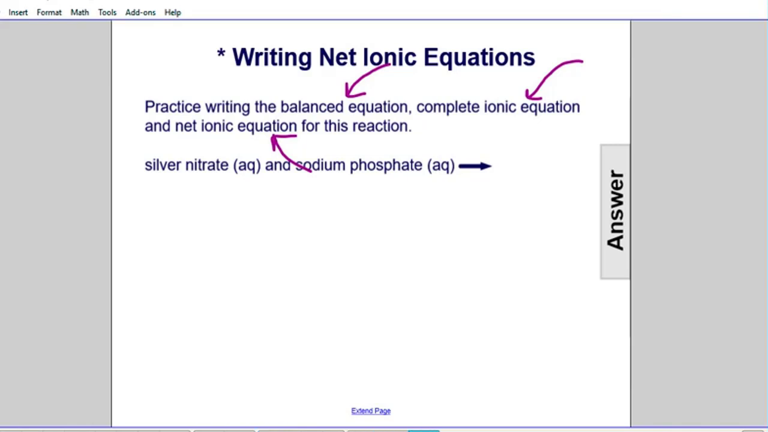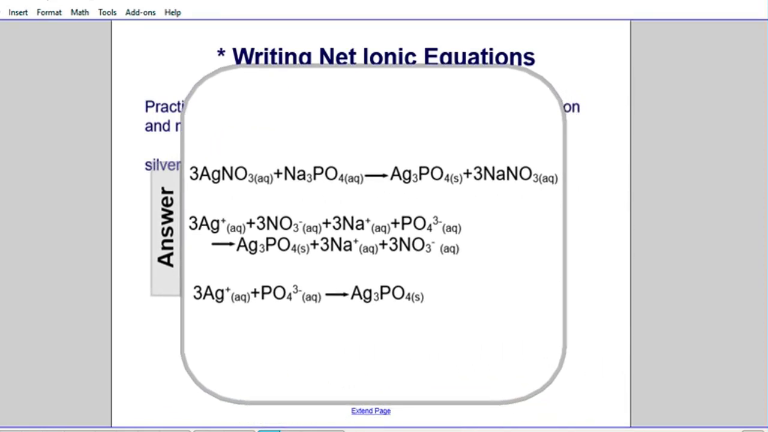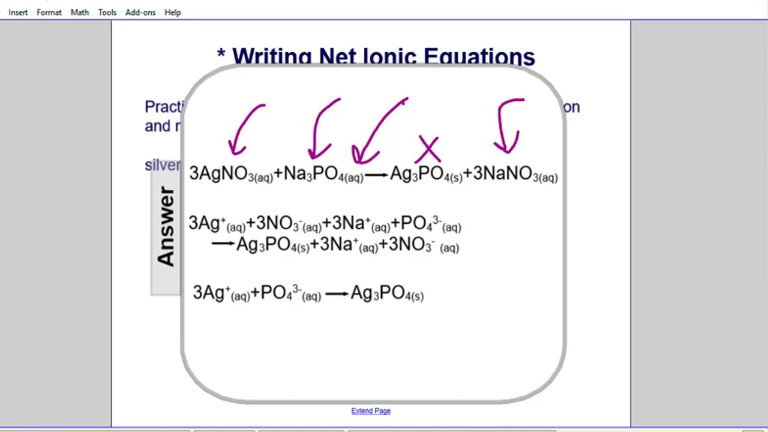Okay, hopefully you've given this a shot, and let's see what we get. So here's our balanced equation. Again, using the periodic table to get valences where we needed it. And then we will dissociate this guy and this guy. Not this guy, that's a solid. And then this compound. And that's over here. This is our complete ionic equation.